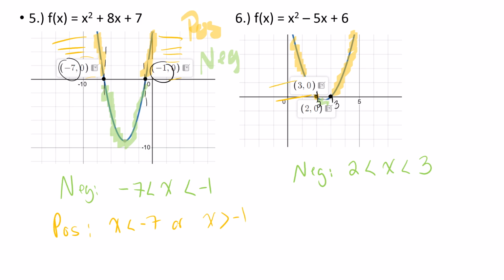Over here, positive would be to the left. Sorry about that. Positive is to the left of the 2, so x is less than 2. Or over here, which is to the right of the 3, x is greater than. And if you want to remember, it's everything to the right. Okay, so or x is greater than 3.